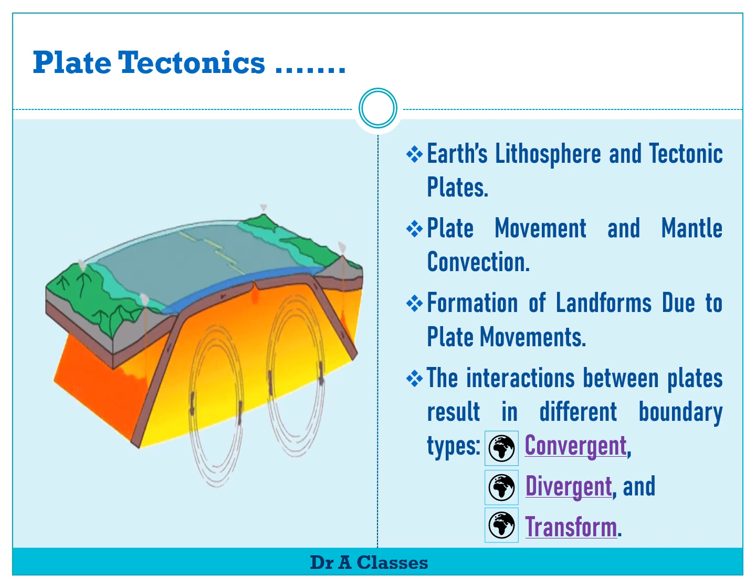Formation of landforms due to plate movements. Over millions of years, plate movements have shaped continents, oceanic basins, and mountain ranges. Earthquakes, volcanic eruptions, and the gradual drifting of continents are all a result of these continuous movements. The interaction between plates results in different boundary types: convergent, divergent, and transform boundaries.